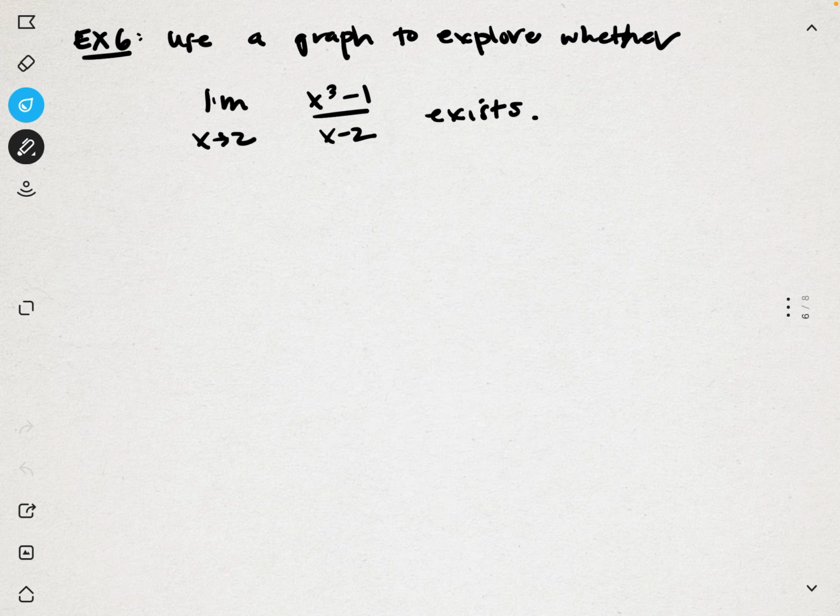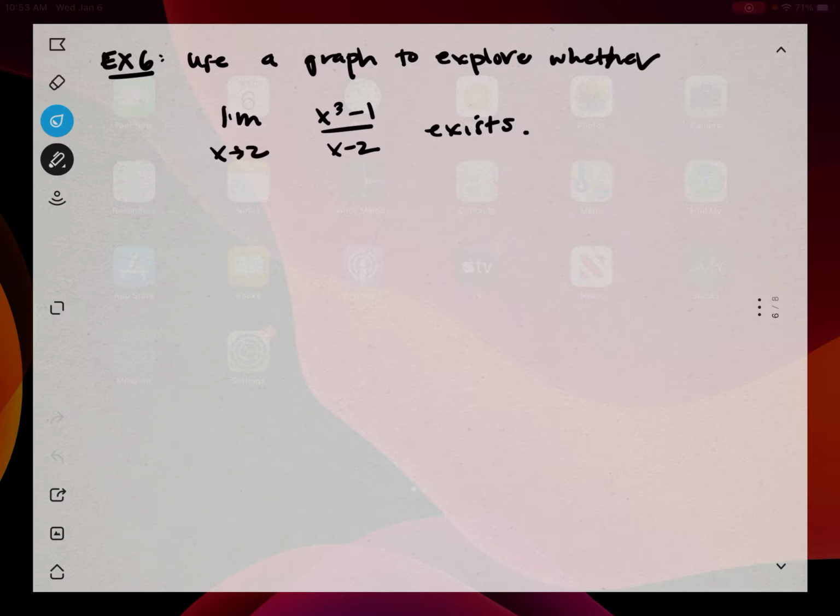Okay, next example: use a graph to explore whether the limit as x approaches 2 of x cubed minus 1 over x minus 2 exists. We can use a graphing calculator. You can use your graphing calculator to do this.